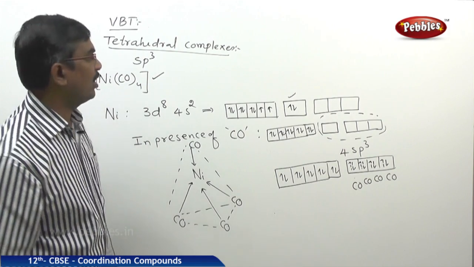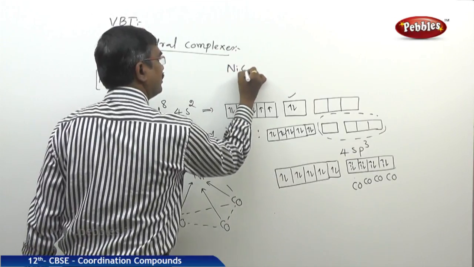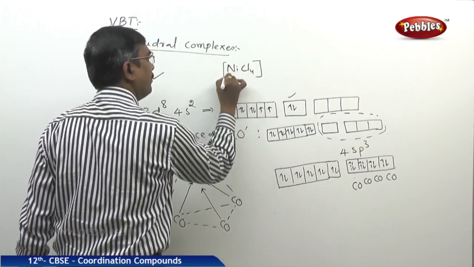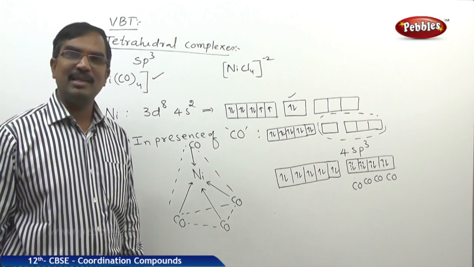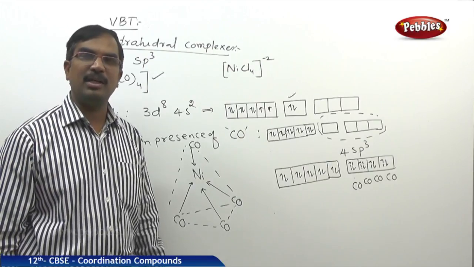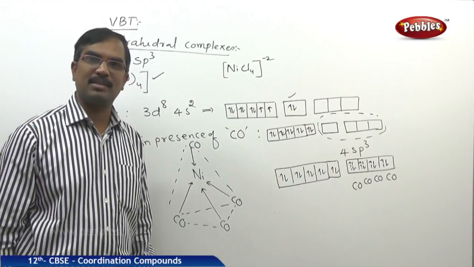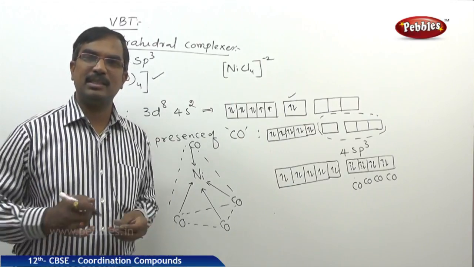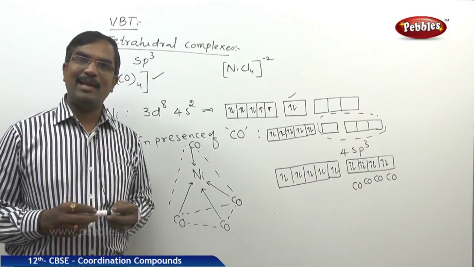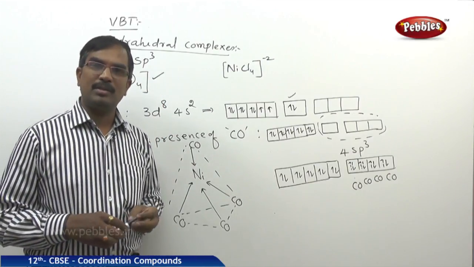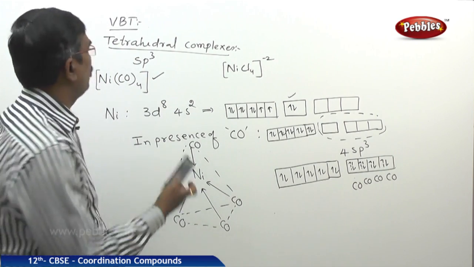Apart from this, we can also take another example, NiCl4 2-. Here also the hybridization is sp3, so the geometry will be tetrahedral. It is a tetrahedral complex. Likewise you can take various cases. This is how, based on valence bond theory, a tetrahedral complex is formed, with the suitable example of nickel tetracarbonyl.